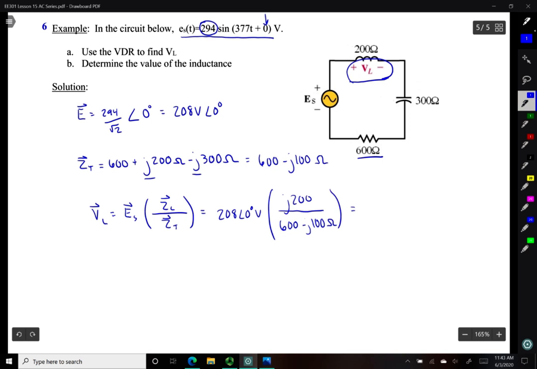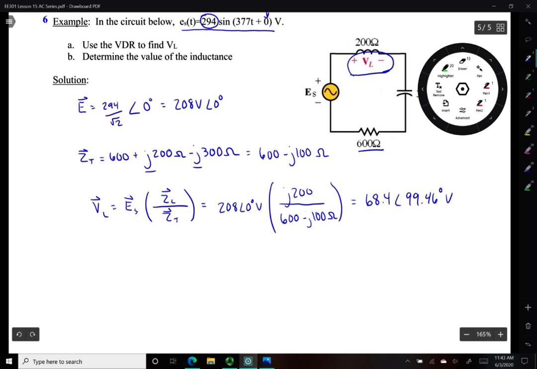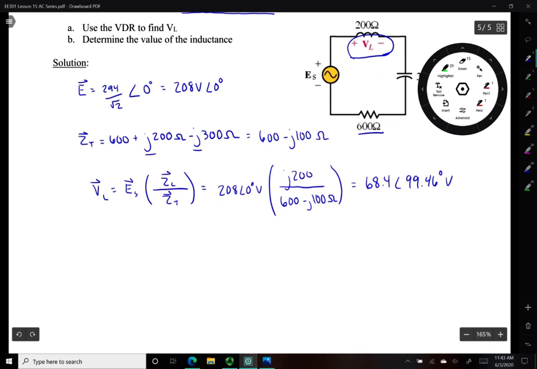And again, the trick here will be just to enter it in the calculator correctly, making sure you use the parentheses appropriately. And our final answer comes to 68.4 angle 99.46 degrees volts. Alright, okay, so that answers part A, and leaves us part B, which asks us to determine the value of the inductance.